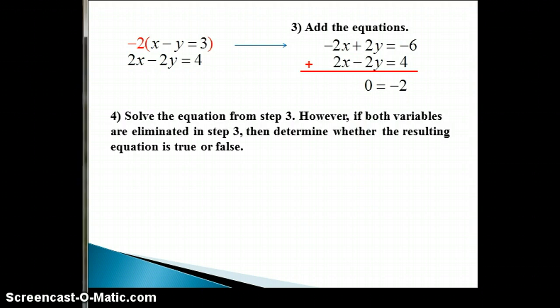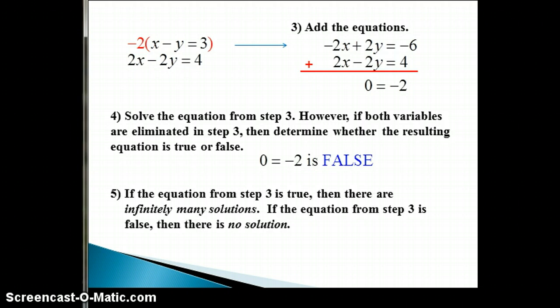Usually our next step is to solve the equation from step 3. However, if both variables are eliminated, then we need to determine whether the resulting equation is true or false. If the equation is true, then there are infinitely many solutions to the system. And if it is false, then there is no solution. Thus, since the equation we obtained is false, this system has no solution.